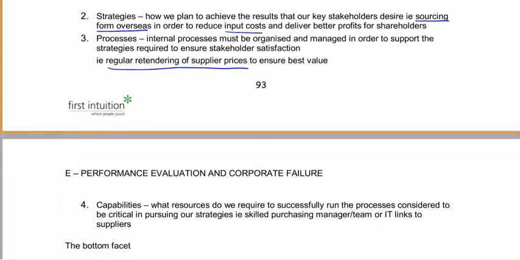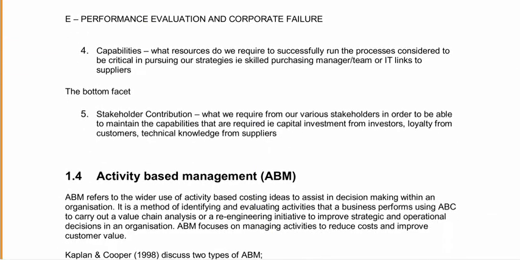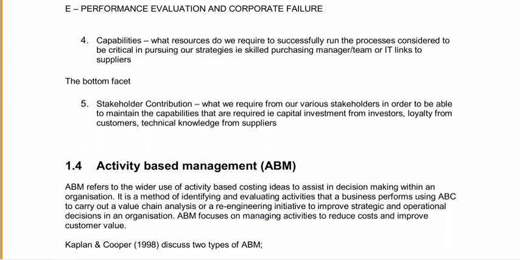Over the page we've got the 4th supporting facet here, the capabilities. What resources do we need in place to successfully operate the processes that are going to help deliver us value? So are we going to need to recruit a specialist procurement or purchasing person in order to do the beauty parade with foreign suppliers, in order to get the better prices, in order to improve profits?